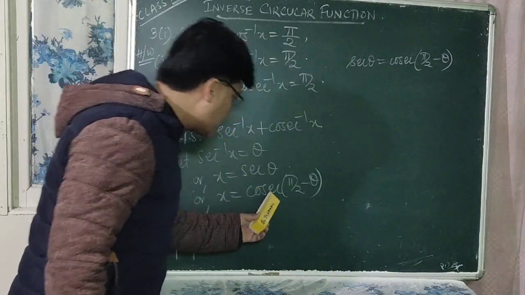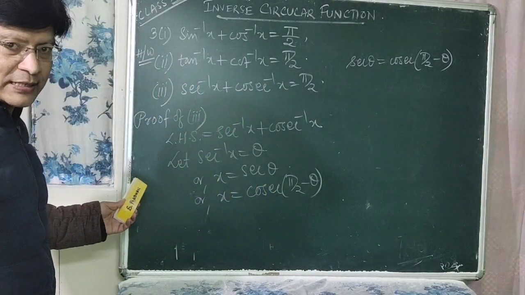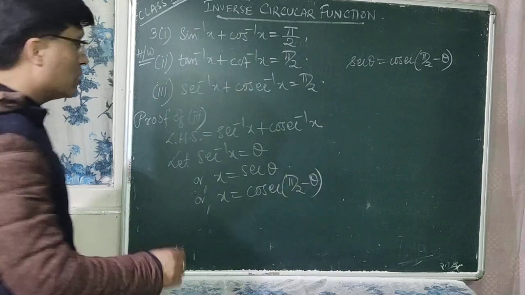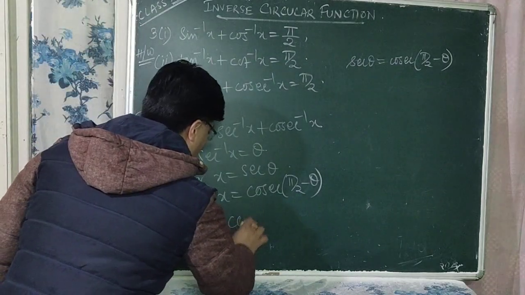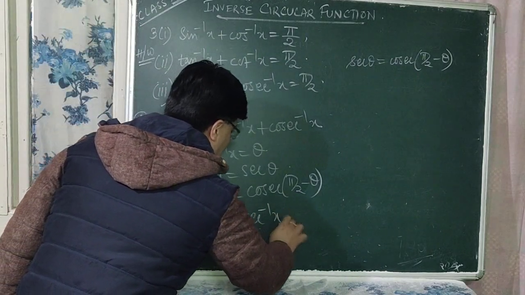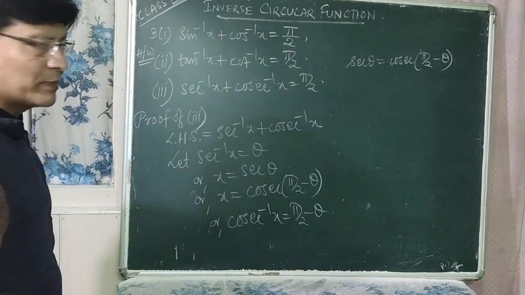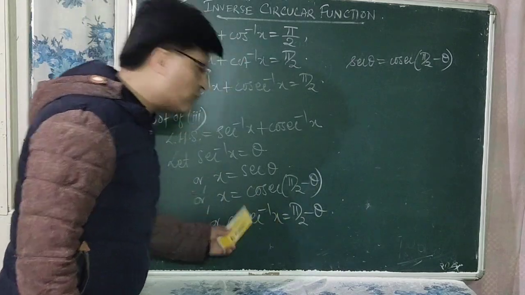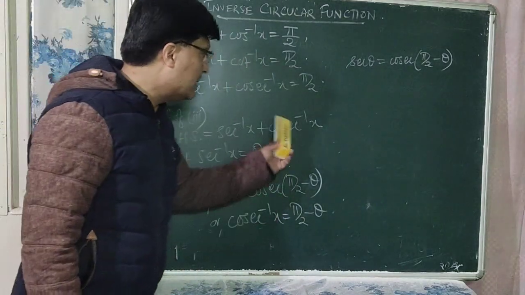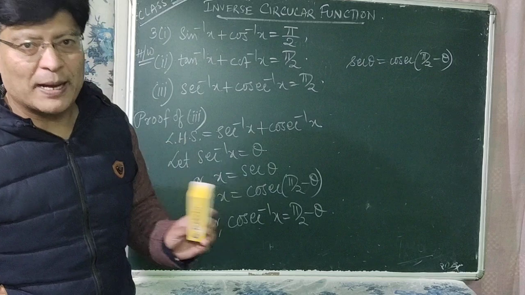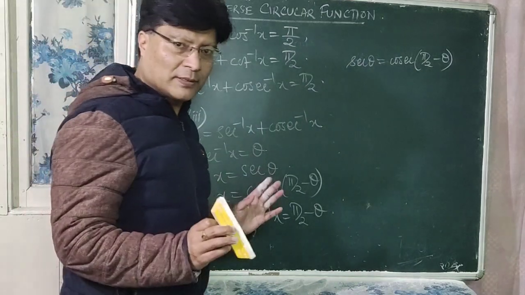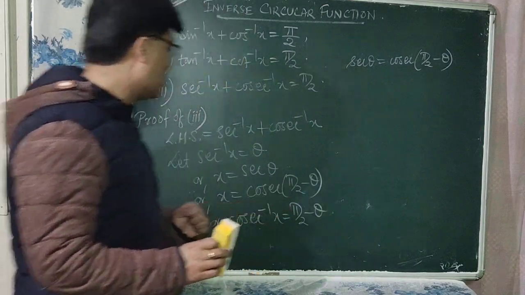Now take this cosec again to the left hand side. So what does it become? Cosec inverse x is equal to pi by 2 minus theta. So we have got the value for cosec inverse x in terms of theta, that is pi by 2 minus theta. Is that clear now?